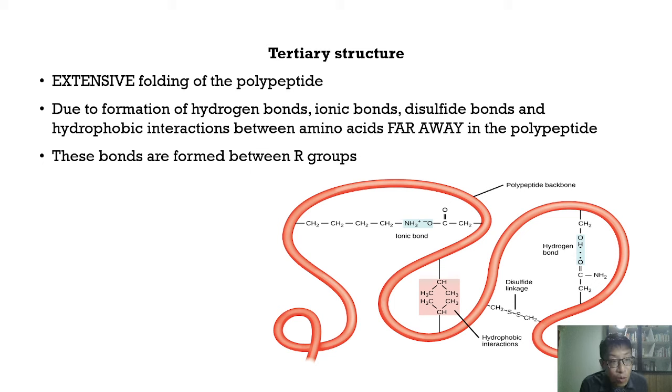The bonding involved is also different. It's no longer just hydrogen bonds. Here we have four different types of bonds or interactions: the hydrogen bonds, ionic bonds, disulfide bonds, as well as the hydrophobic interactions. And these are formed between R groups of amino acids that are far away. So just now for the secondary structure, the hydrogen bonds are formed between amino acids that are near, because it's a localized coiling, or localized folding. Now we are talking about extensive folding, which means amino acids that are at two different ends of the polypeptide may interact. So that's why we say that the bondings are formed between amino acids far away. And the bondings involve the R groups, no longer the peptide bonds.